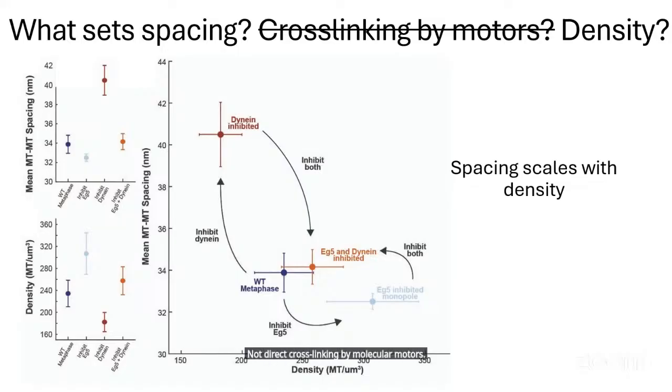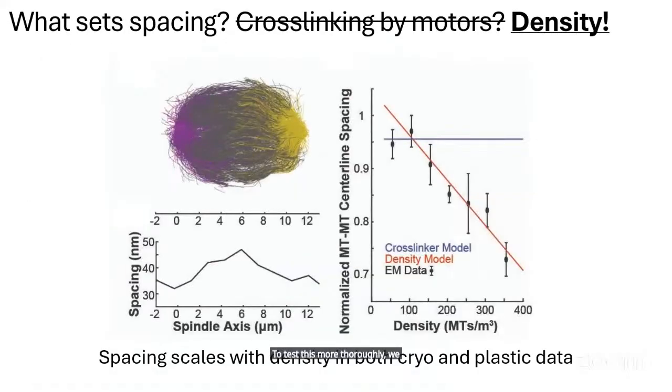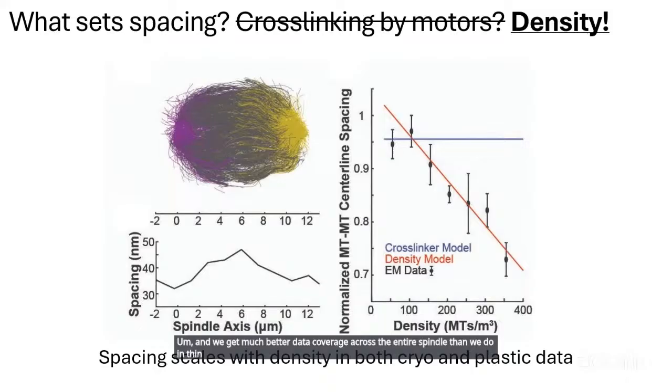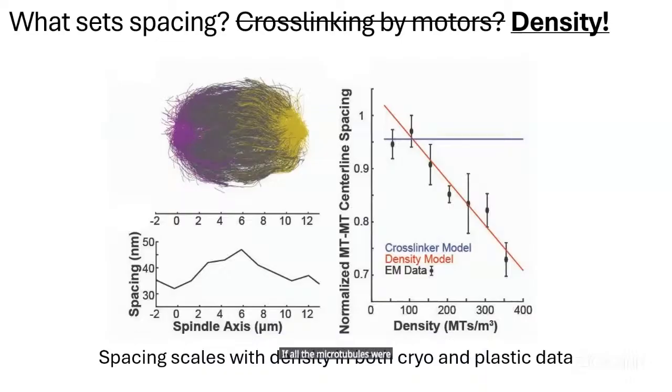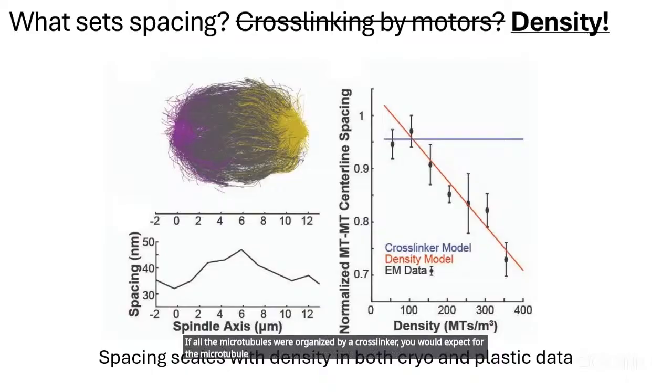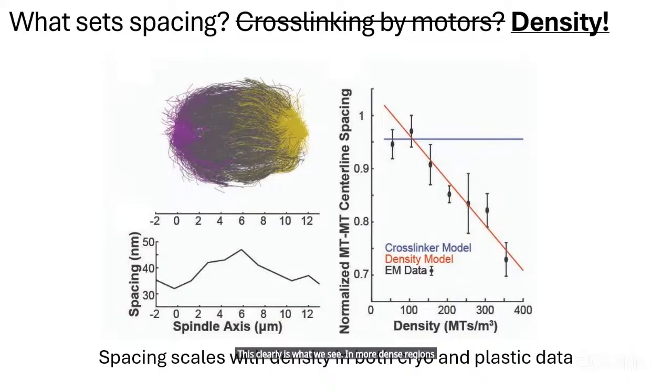To test this more thoroughly, we went back to the original plastic reconstructions where we can still see microtubule spacing. And we get much better data coverage across the entire spindle than we do in thin cryo-lamella, particularly in low-density regions that we don't typically acquire when we do cryo-ET. If all the microtubules were organized by a crosslinker, you would expect this microtubule spacing to remain the same independent of density. This clearly isn't what we see. In more dense regions of the spindle, the microtubules are spaced more closely together. This indicates that density-driven steric interactions are responsible for organizing microtubule bundles, not direct cross-linking by molecular motors.